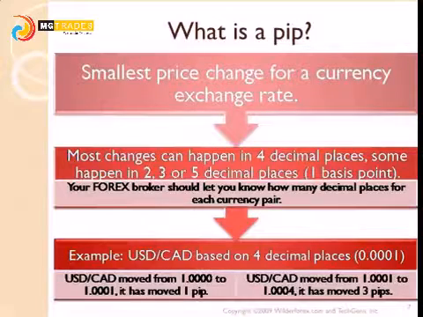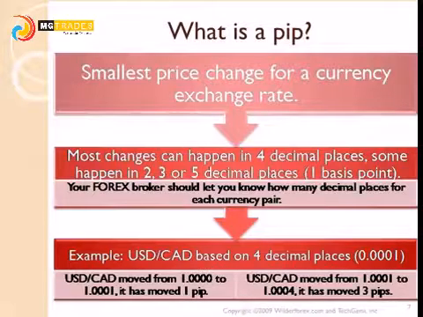Most changes can happen in 4 decimal places, some happen in 2, 3 or 5 decimal places, 1 basis point. Your Forex broker should let you know how many decimal places for each currency pair. An example would be the USD CAD, based on 4 decimal places, 0.0001. If the USD CAD moved from 1.0000 to 1.0001, it has moved 1 pip.